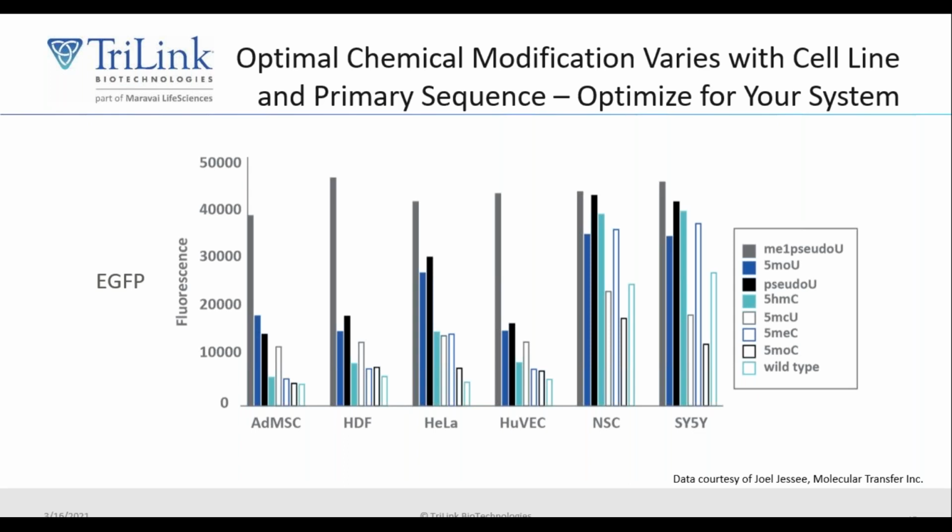Again, this shows evidence that modified uridines can play a significant role in mitigating the immune activation often seen when using wild-type uridine. And you can see graphically here that in just about every case, the N1-methyl pseudo-U performs significantly better than the rest. And in some, 5-methoxy-U and pseudo-U are up to par with that. But in just about every case, they are significantly outperforming their wild-type counterparts.